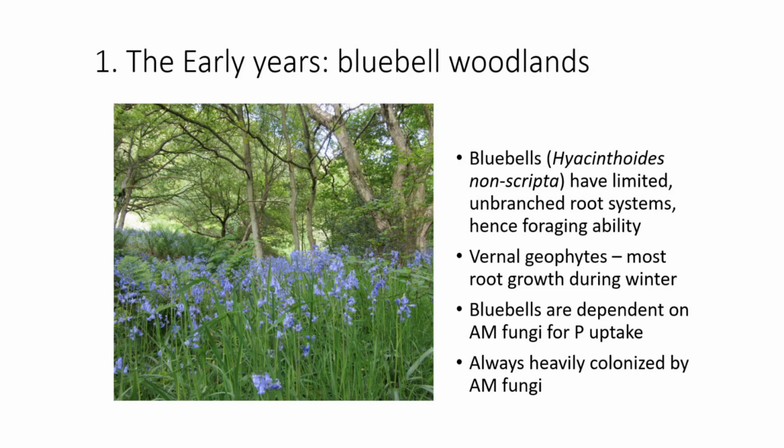The early work on bluebells was done by James Merryweather, who in the field manipulated bluebell bulbs so that they were lacking in mycorrhizal connections, and showed that if you deprive them of mycorrhizas, you deprive them of phosphate and they don't flower. So it massively impacts bulb growth. And when you dig these up in the field, with permission naturally, they're always very heavily colonised by AM fungi.